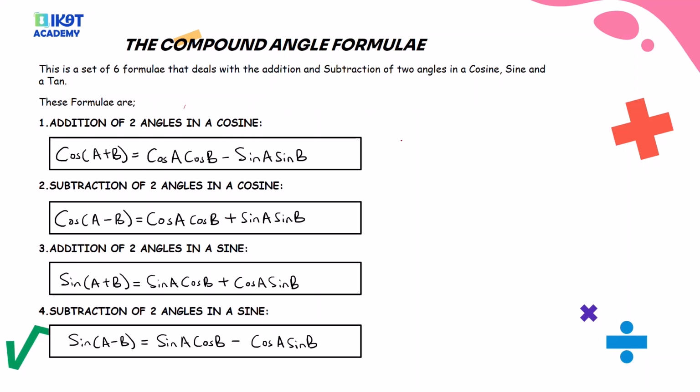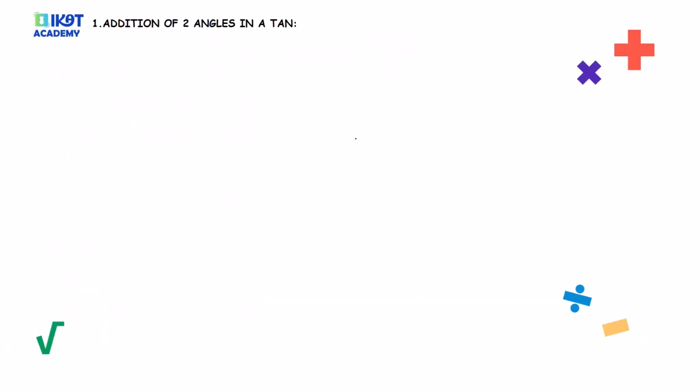Here, what I would love is that you first pause the video and try mastering these formulae, or you can do that at the end. You have to get them the way they are. Assuming you've gotten them, or if you haven't, let's keep on going. With time, it's going to stick. So we have now addition of 2 angles in a tan.